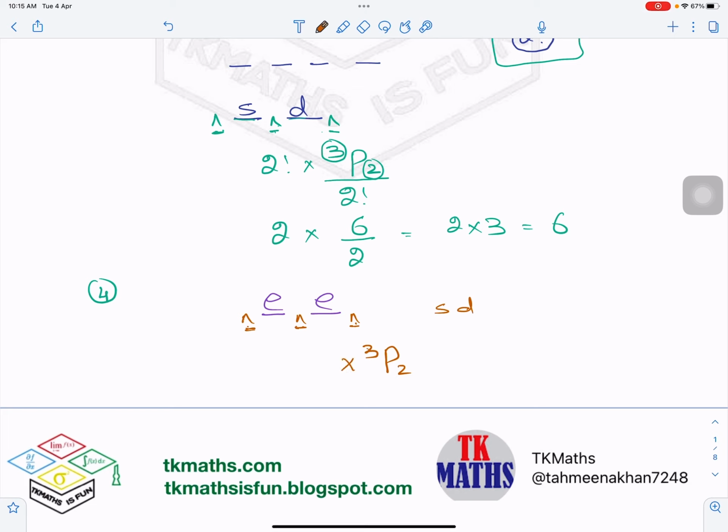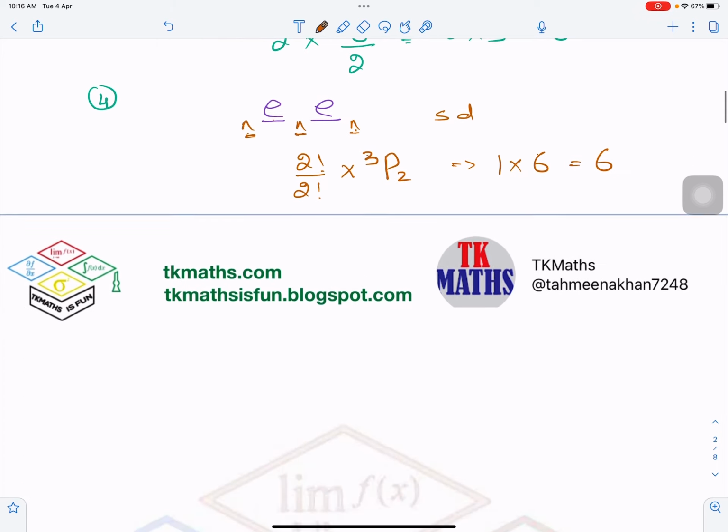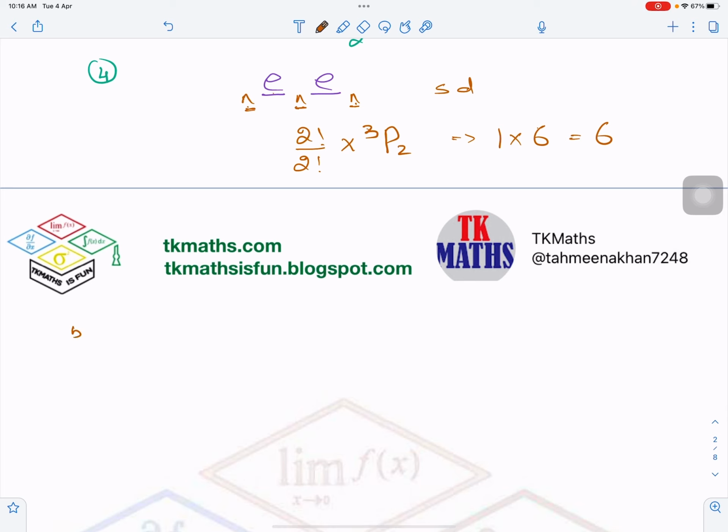And what about these E's? There are two places where they can come, right? And because they are identical, divided by 2 factorial. So it will be 1 times 6, so your answer is 6, right? So now let's take another example. And this is very interesting. I am sure it will help you to learn a lot.